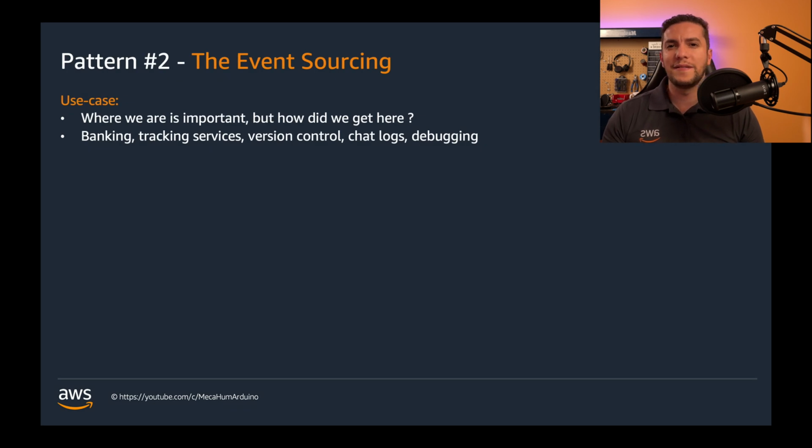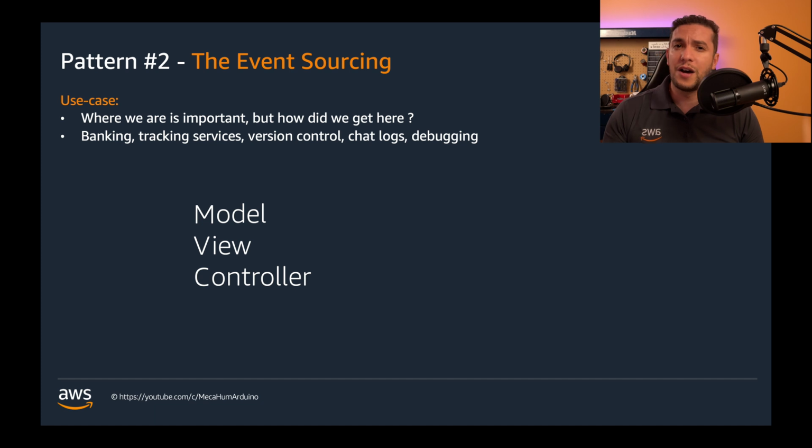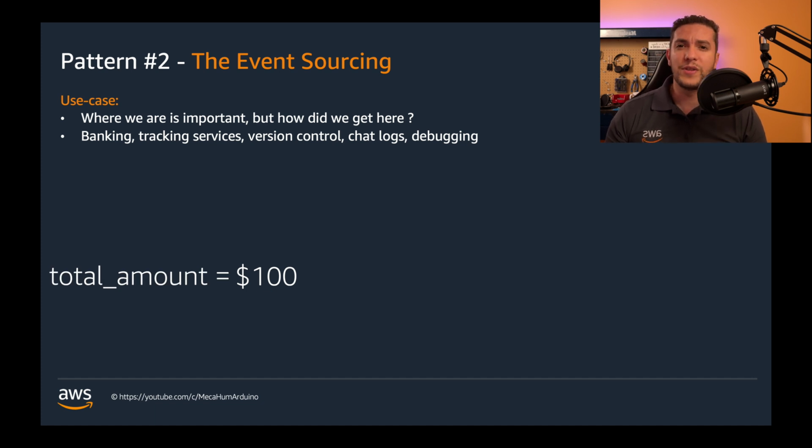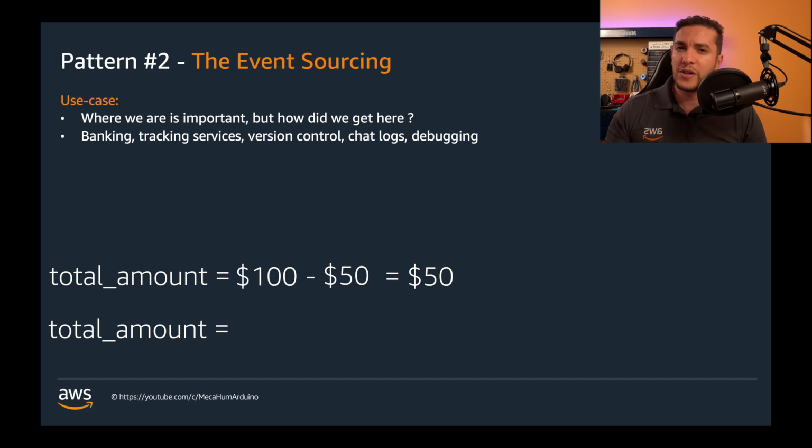Say we have a banking application that was built using a simple MVC pattern, Model View Controller. A customer starts with $100 in their bank account. That $100 is stored in a column called total amount, right? Now this customer withdraws $50. The controller then calculates the total amount minus 50, which equals 50. So it sends 50 to the model, which does an update on the column and replaces 100 with 50.